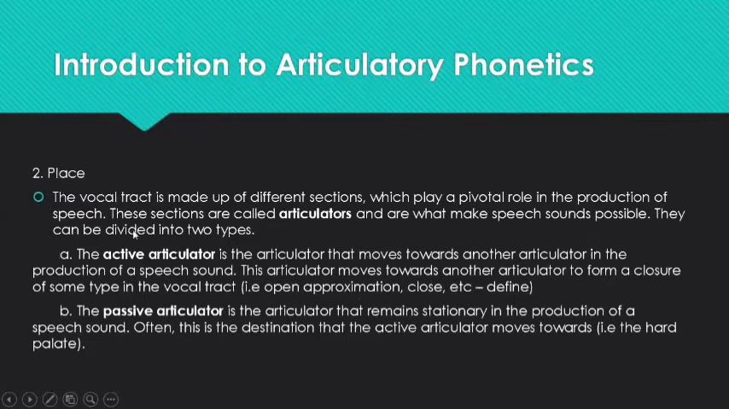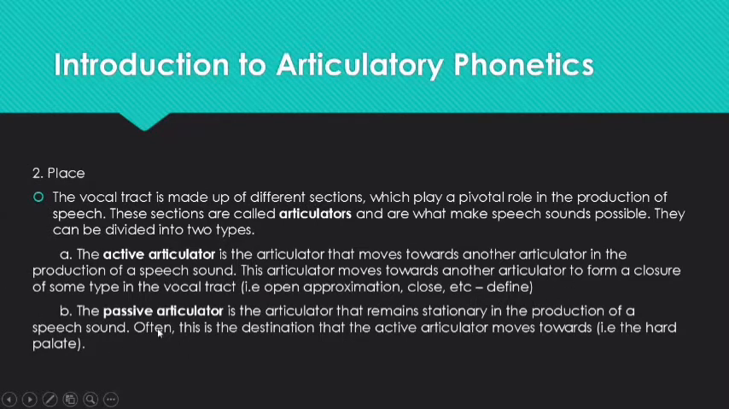Continue. Number 2. Place. The vocal tract is made up of different sections which play a pivotal role in the production of speech. These sections are called articulators and are what make speech sounds possible. They can be divided into two types. A. The active articulator is the articulator that moves towards another articulator in the production of a speech sound. This articulator moves towards another articulator to form a closure of some type in the vocal tract. Open approximation, close, etc.